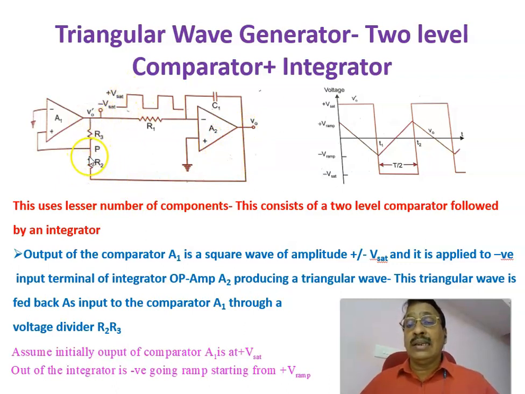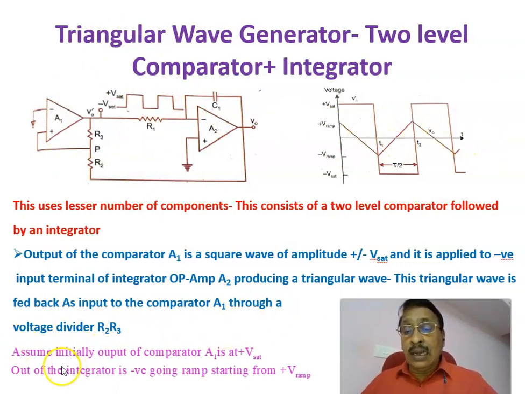Therefore, the voltage is divided, and that voltage at point P is connected to the non-inverting terminal of the comparator A1, and the inverting terminal of the comparator is grounded. This is a two-level comparator, and its output is integrated. The integrator output is given as one of the inputs of this voltage divider circuit, and the other input is V0 dash, the output of the square wave generator. This midpoint is connected to the non-inverting terminal. That is the configuration of a two-level comparator plus an integrator. Basically, it is called a triangular wave generator, and the output you will get is a triangular waveform.